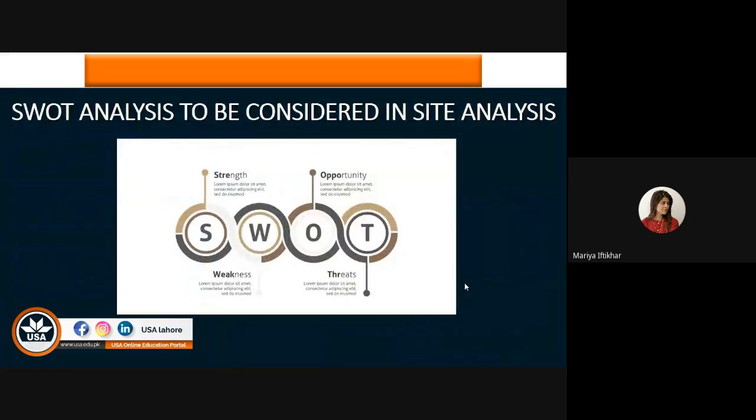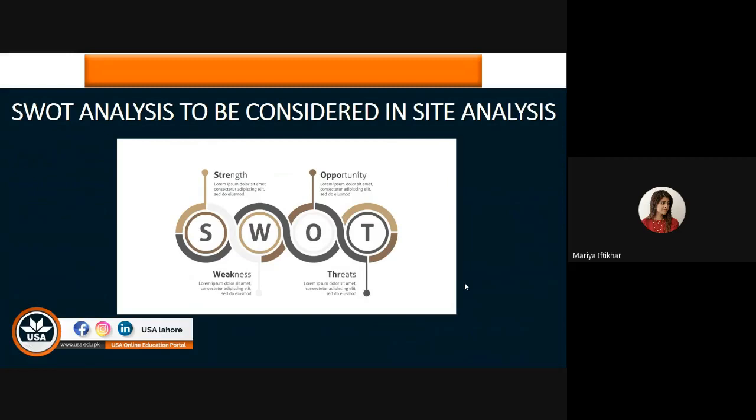So the second important part which the students have not worked on in the previous project was SWOT analysis, and we have asked you to do that because SWOT analysis can be done at any stage of your project. It can be done in your site analysis, in your design process, in your master plan. Basically, this SWOT analysis is a process which lets you know the strengths and the weaknesses and the opportunities and the threats regarding the process you're going through.